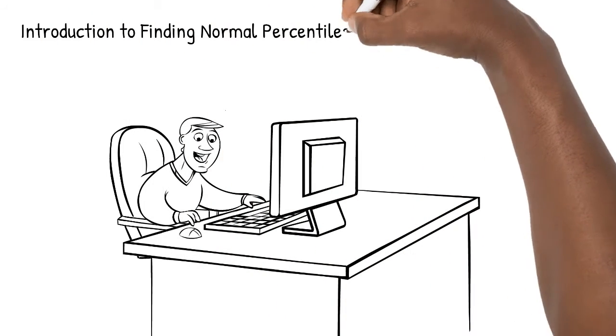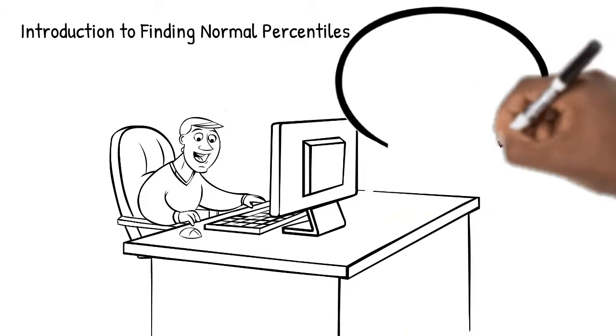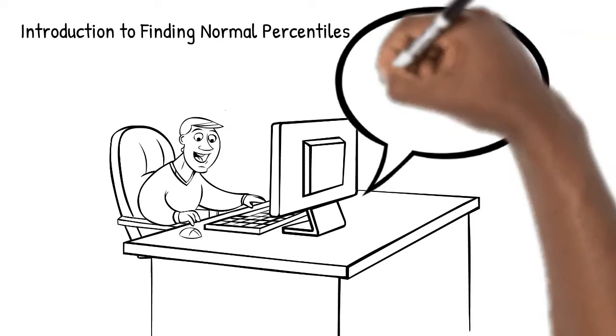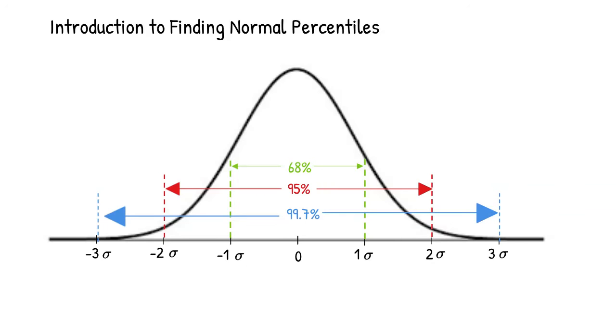In this video, we'll be looking at how to find percentiles using the normal model. In a previous video, we were introduced to the 68, 95, 99.7 rule. Let's take a closer look at that rule now.